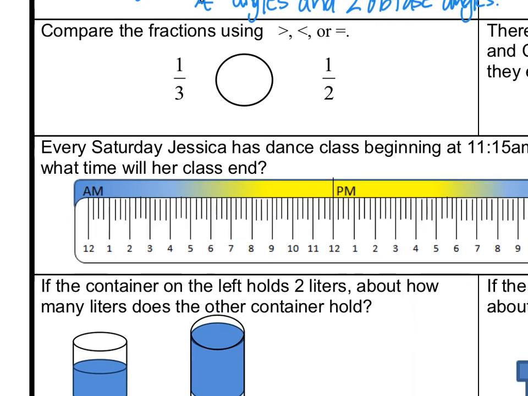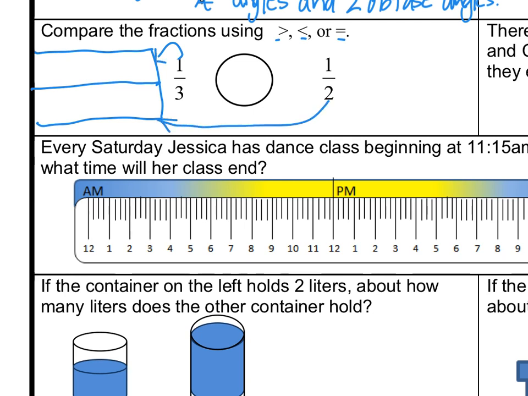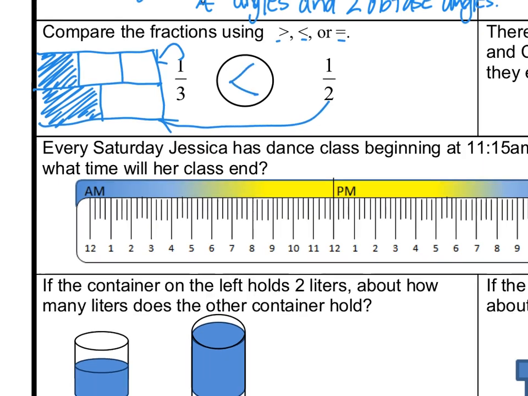Compare the fractions using greater than, less than, or equal to. We know when we compare fractions, we're going to use stacked rectangles. On the top, we're going to draw 1/3. On the bottom, we're going to do 1/2. So on the top, I have to divide it into 3 pieces and only color in 1. On the bottom, I just get to split it into halves, or 2 pieces, and color in 1. And now it's obvious that 1/3 is less than 1/2.